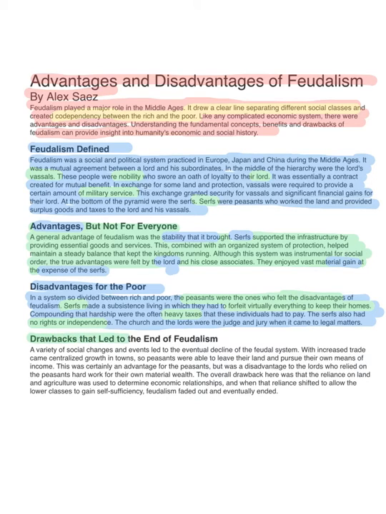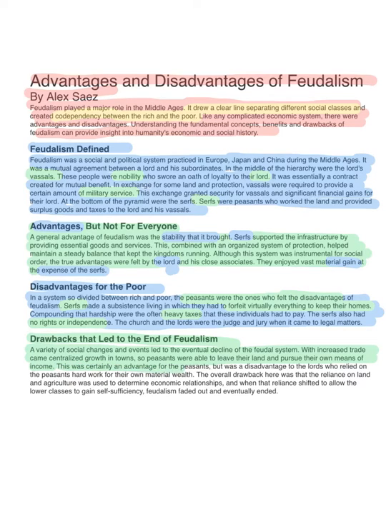Okay, drawbacks that led to the end of this system. A variety of social changes and events led to the eventual decline of the feudalism system. With increased trade came growth in towns. So peasants were able to leave their land and pursue their own means of income. They weren't tied to the land anymore. They were starting to trade things. They were starting to expand beyond their little piece of land.